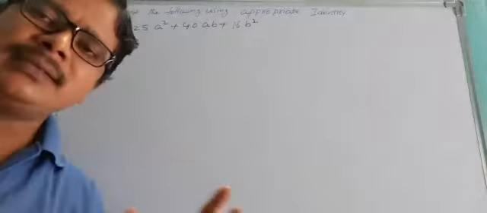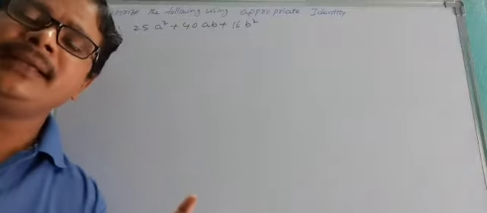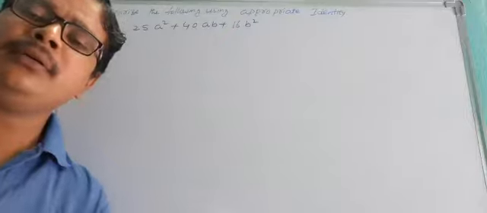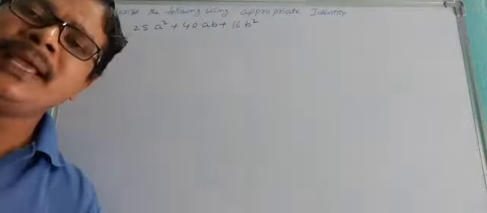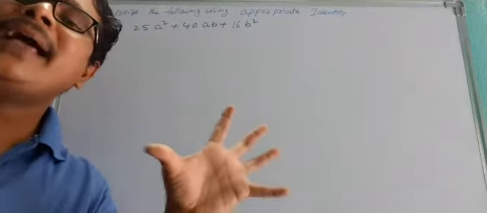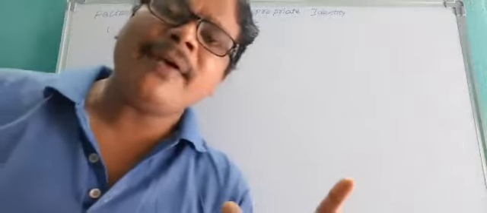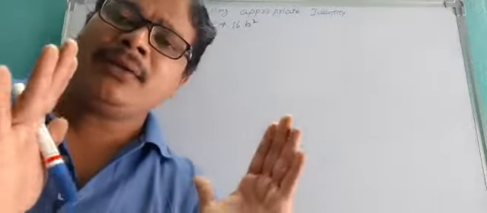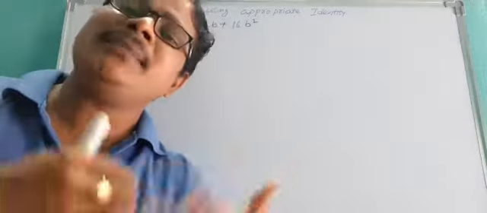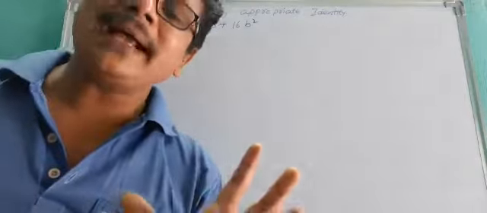Good morning, students. In our previous video, we discussed one of the identities. First identity, what is that? (a plus b) whole square equals a square plus 2ab plus b square. With the help of the identity, we have to factorize some of the polynomials. What is factorization? Factorization means one polynomial can be represented as a product of more polynomials. That is known as factorization.